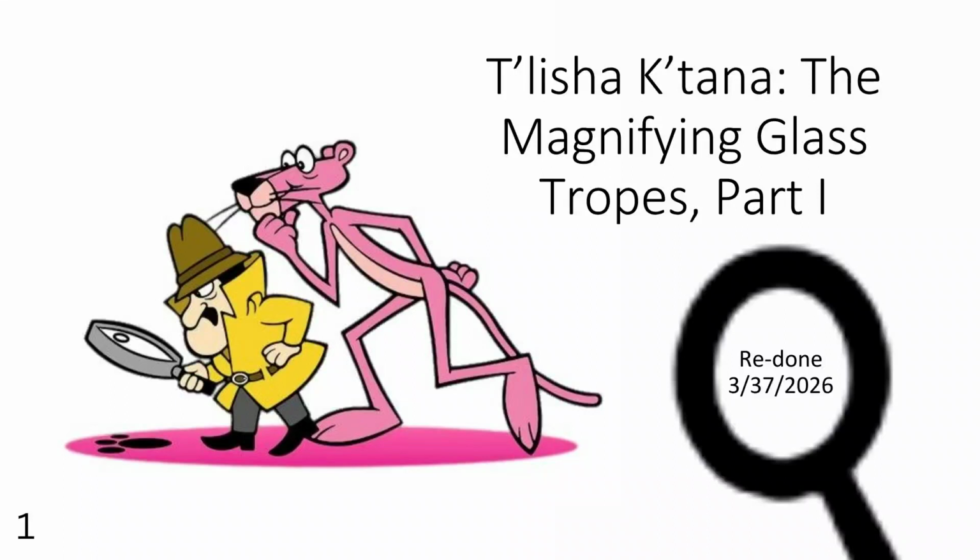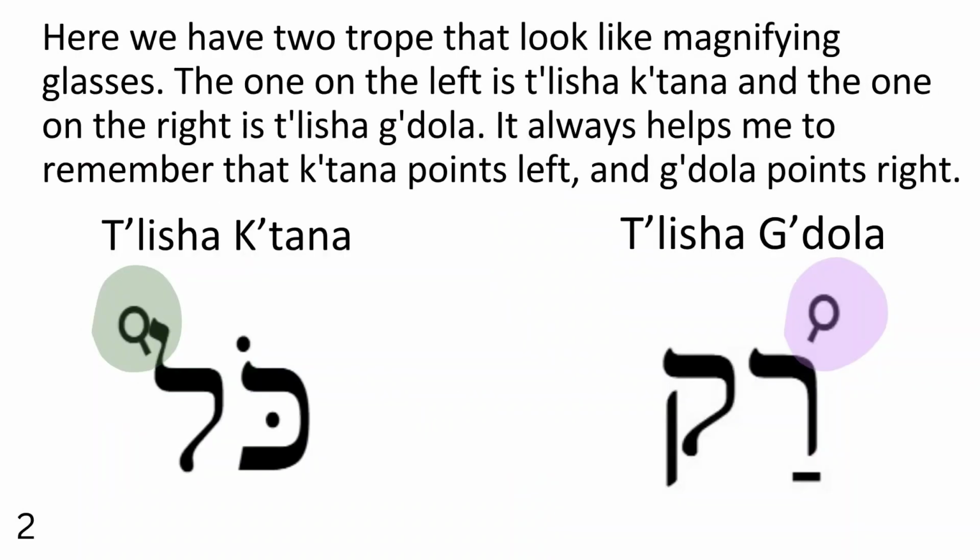Alright, welcome to the lesson portion of this video. Normally I don't do it this way in one go, but this one kind of needs it. So we're going to be going over Talisha Kitana, which I jokingly call one of the magnifying glass tropes because that's what it looks like. I'm going to briefly reference Talisha Gadola, but we're not going to go over it in this lesson. I'm just bringing it up because you'll see it later and it's good for future reference.